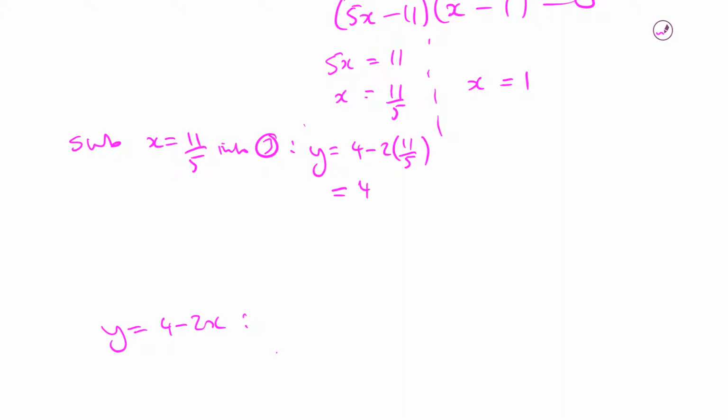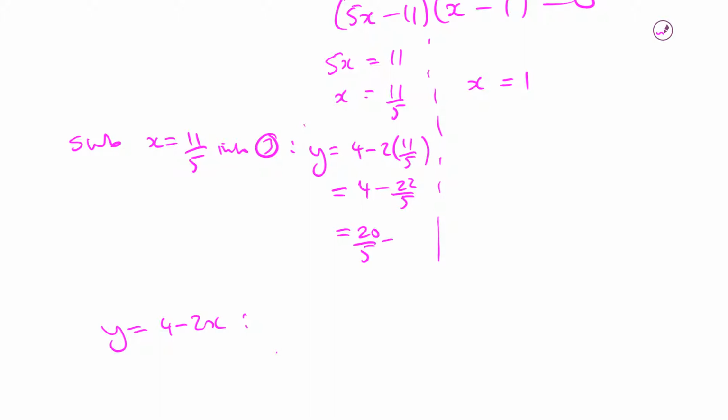So 4 minus 22 over 5. Wow, it's ugly, man. When I say ugly, it's not a very nice number. 4 minus 22 over 5. Can you do it?